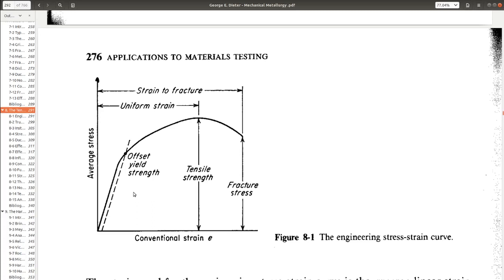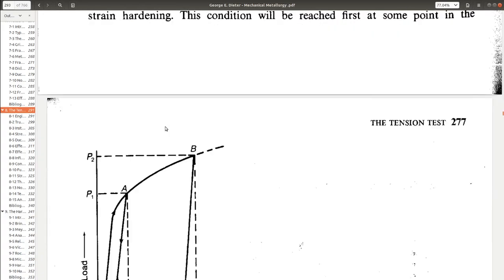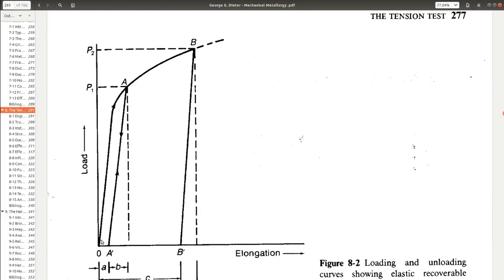Now if I apply the load somewhere in between, say up to here, and then say I'm unloading, what will happen? So if we observe it, this is what will happen. If I load it, say I go up to point B, and then if I unload it, I will not go in this way, but I will go along this line.